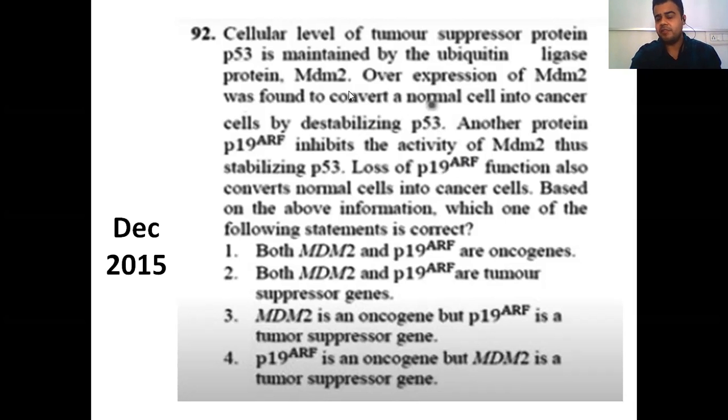Okay, p19, p53, do not get confused by that and answer accordingly. So here the correct answer is MDM2 is an oncogene, but p19ARF is a tumor suppressor gene. I will cover all these things in detail in the topic of the cancer.